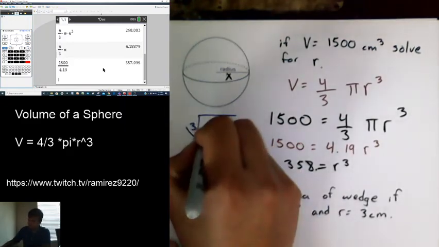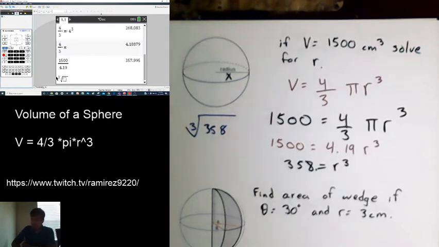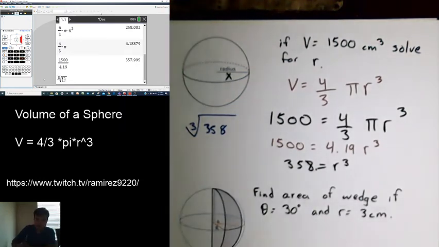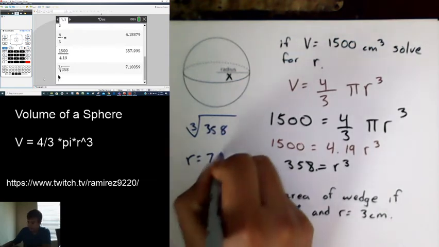All I have to do is put in 358. The cube root, at least on my calculator, is right next to it, and it allows me to put in a number here. On your calculator, you might see an x and a y inside, telling you which one is your radicand. Since it's a cube root, I put the 3 outside and this 358 inside. This tells me that my radius is roughly 7.1.